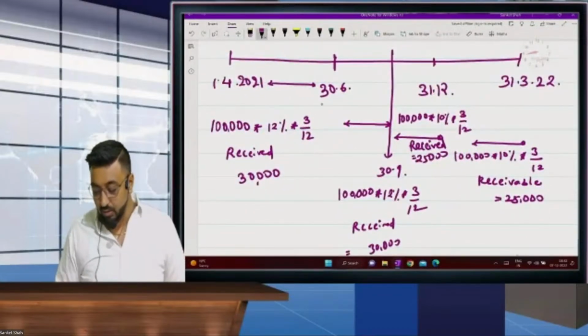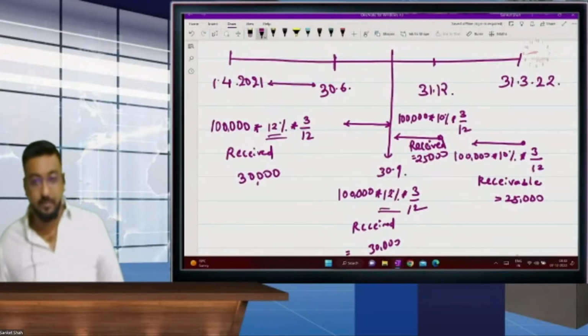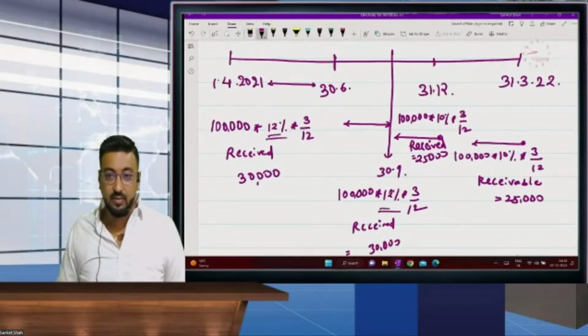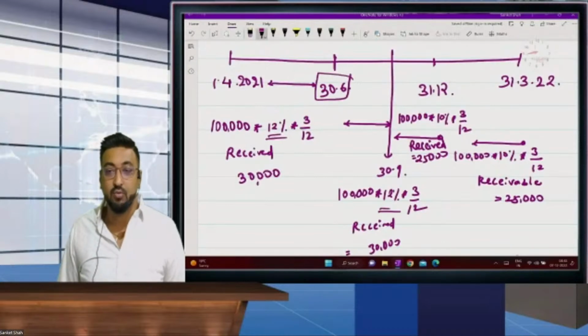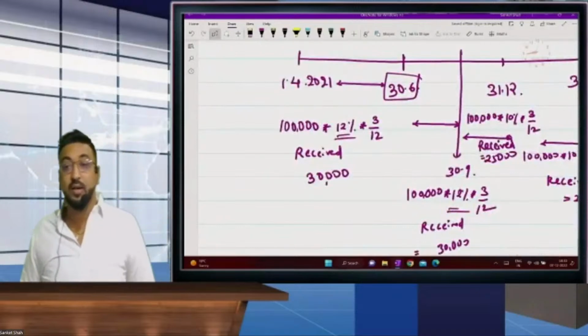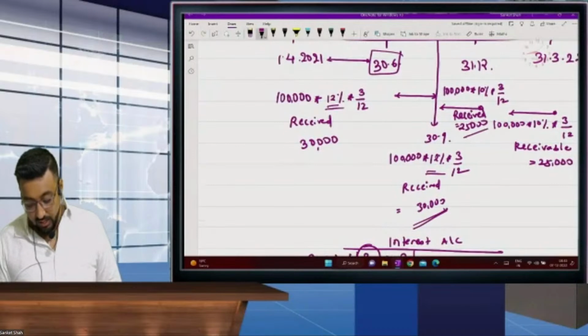From 1st April to 30th June, it is only 12%. Again, up to 30th September, 12%. Then it shifted to 10%. Okay. On 30th June, you received amount 30,000 plus last year ka 37,500 on 30th June. And on 31st December, you received 30,000 and 25,000.